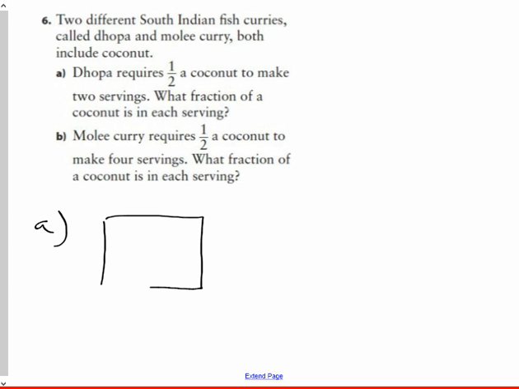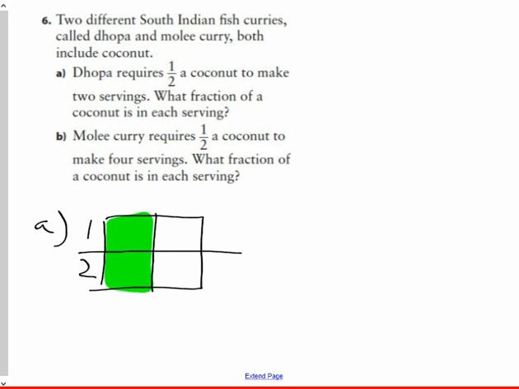So I'm going to draw a coconut, and guess what shape I'm going to use? That's right. I'm going to make a rectangle to represent my coconut. Now, if you really want to, you can make a coconut however you want, but it works well because when I divide this between 2 servings, it's going to become apparent how much is in each serving. So I'm going to cut it in half, and this is going to be serving number 1 and serving number 2. According to my picture, what fraction of a coconut is in each of those servings?